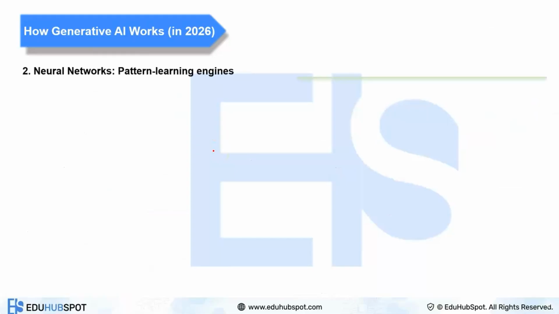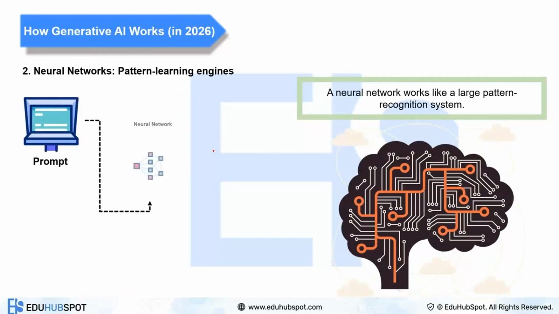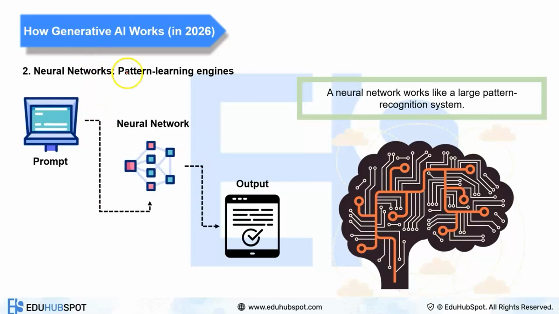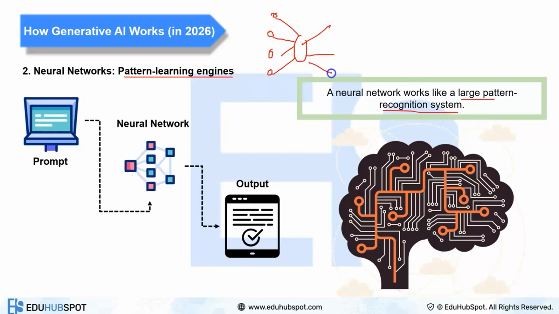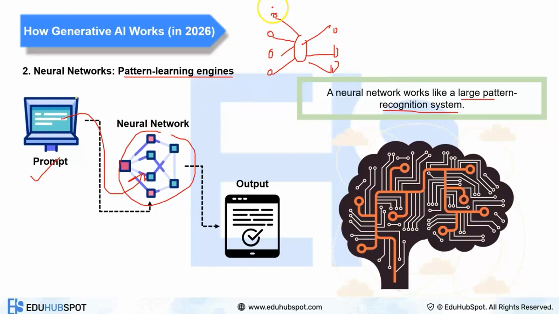Next is the neural network, or pattern recognition system. In the neural network, it always has a large pattern recognition system. A neural network is like neurons; they are designed the same as the neurons we have in our body. When you give a prompt, the prompt goes to the neural network for training on different data it has already seen.